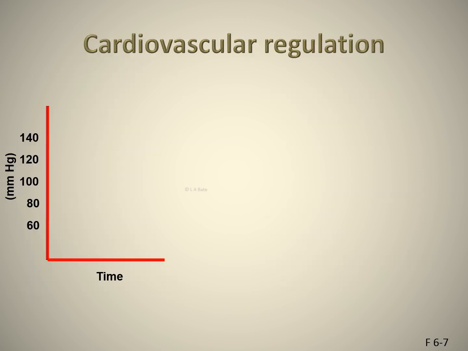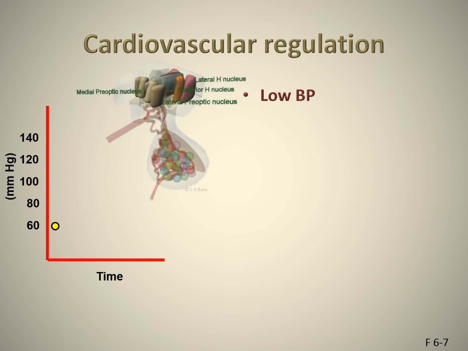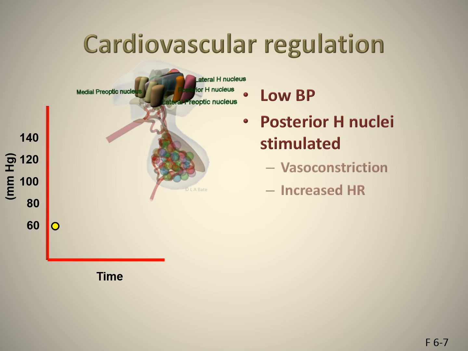Let's look at cardiovascular regulation. Imagine that an animal has an episode that leads to a drop in blood pressure. Several nuclei participate in the regulation of this system. First, the posterior hypothalamic nucleus detects the drop in blood pressure and is stimulated. The response to the stimulation of this nucleus is to trigger vasoconstriction and to stimulate an increase in heart rate through action potentials which are sent via the autonomic nervous system.